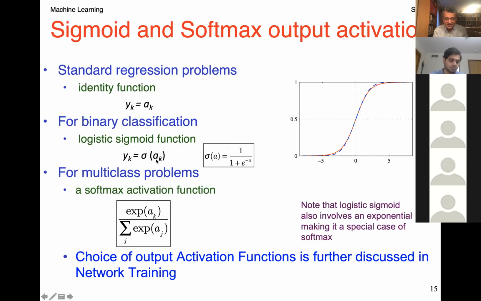This one took a_k as input, sigmoid. Each of these exponentials takes a_k as input, several of them, that's all. In this case, there was only one of them in the sigmoid function. This is several of them. So that is a choice for network training.